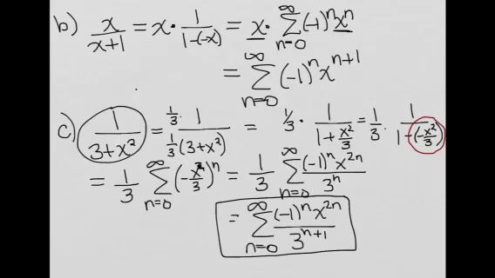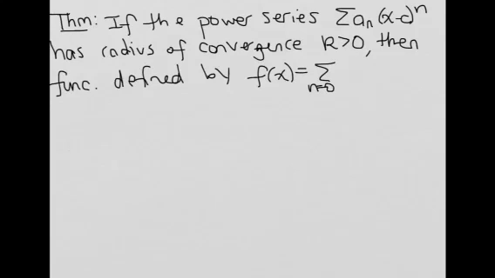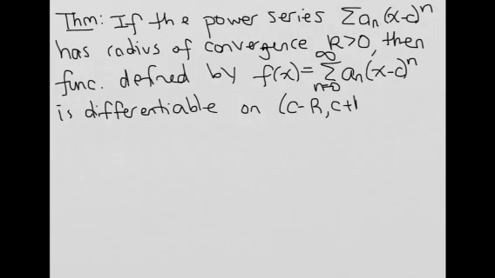So there's a theorem here that says if the power series, the sum of a_n times (x minus c) to the n has radius of convergence R greater than 0, then the function defined by f of x equals the sum, n equals 0 to infinity, of a_n (x minus c) to the n is differentiable on c minus R to c plus R.